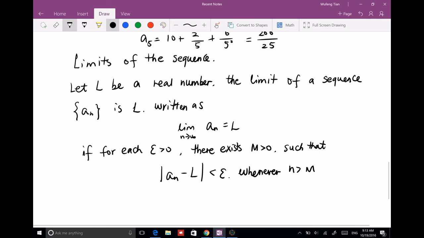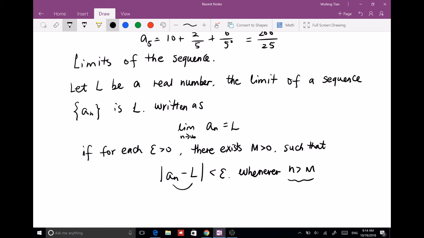So this means after a certain point, the difference between L and an is smaller than epsilon, a small number, which means they're very close. After a certain point, they're close to each other and the difference is less than a small number, epsilon. So it means it's convergent to that point. The difference gets smaller and smaller, and in the end it will get the limit equals L.